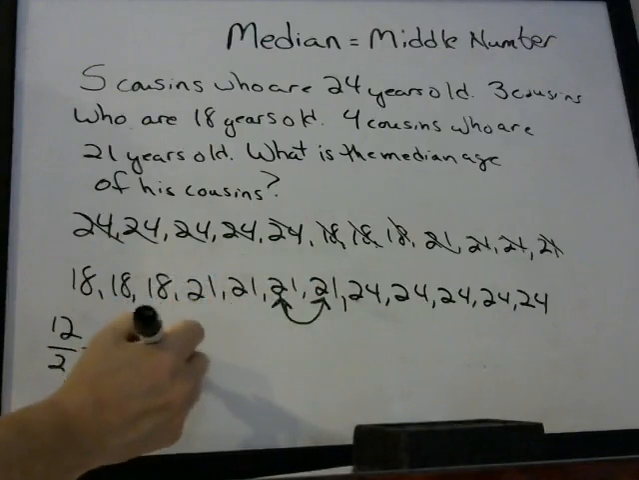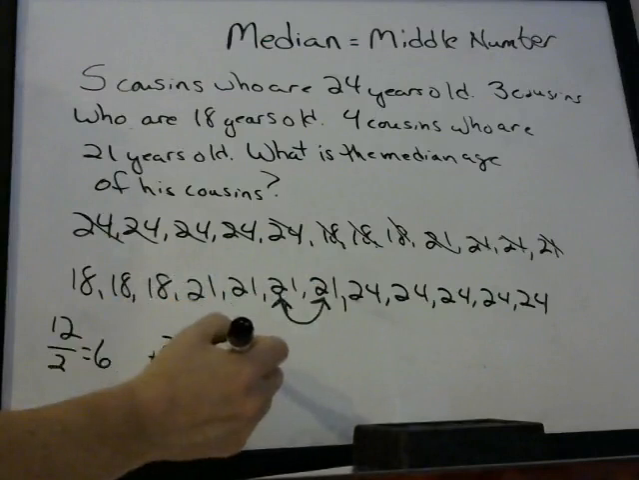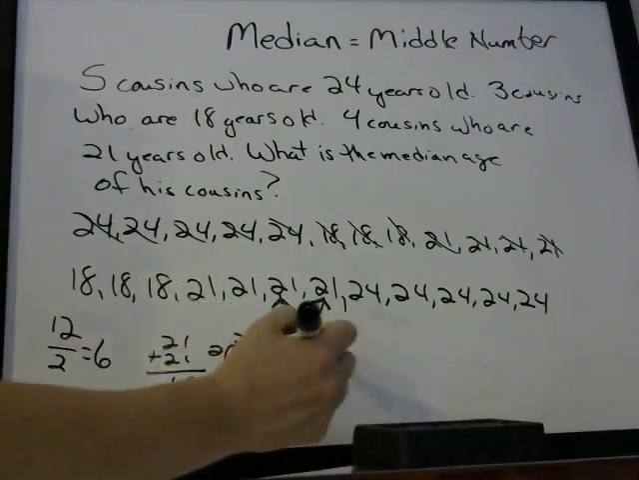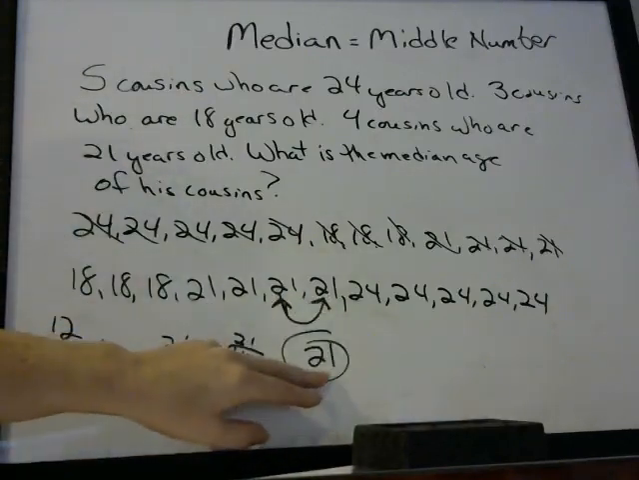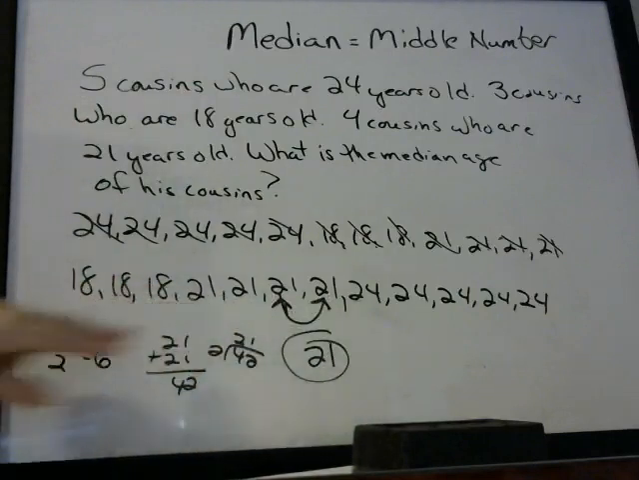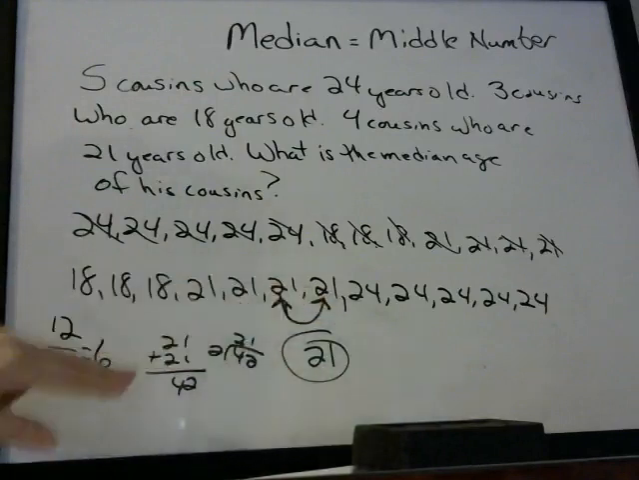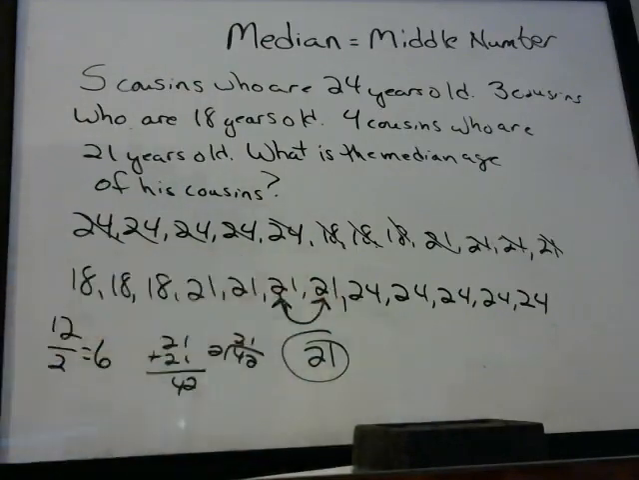21 plus 21. Remember how we do the average is we add them together and divide by the number of elements. 42 divided by 2 is 21. So the answer, the median age of his cousins, is 21. But remember, we didn't just go to the middle and choose it. We actually did take the average between this element and that element. It just happened to be that they were the same.